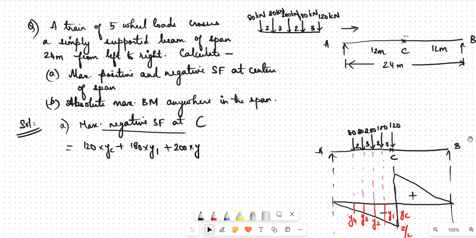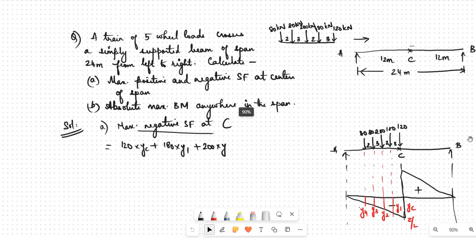Okay, so in this video, we will be seeing a problem where you have a train of 5 wheel loads which crosses a simply supported beam of span 24 meters from left to right. You have to calculate the maximum positive and negative shear force at center of span, and also the absolute maximum bending moment anywhere in the span.